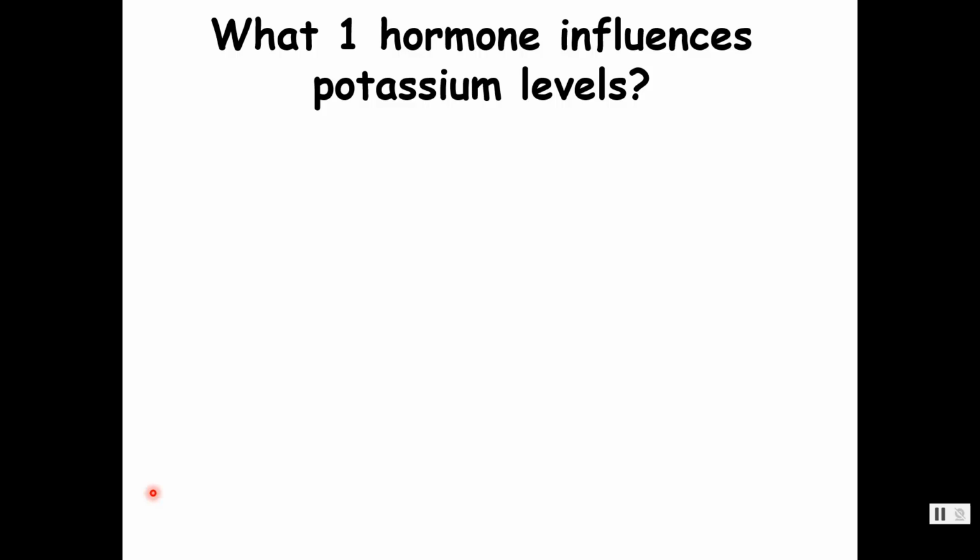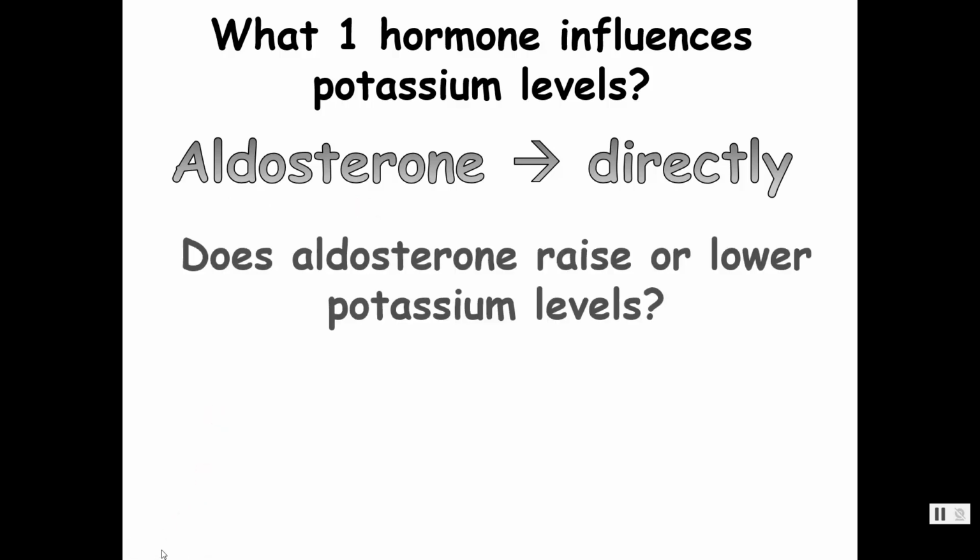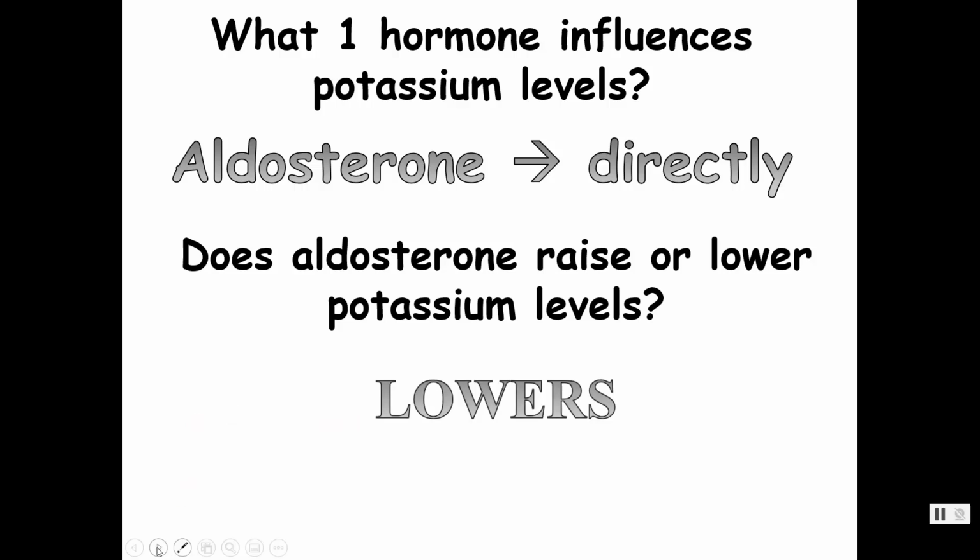Okay, so that was sodium. So next one is potassium. What one hormone influences potassium levels? Whenever you see an imbalance, sodium or potassium, like on your test, I want you to think aldosterone. Aldosterone causes the reabsorption of sodium, but it causes the secretion of potassium. Oh, I just gave that one to you. All right, so does aldosterone raise or lower potassium levels? Yes, it's going to lower it.